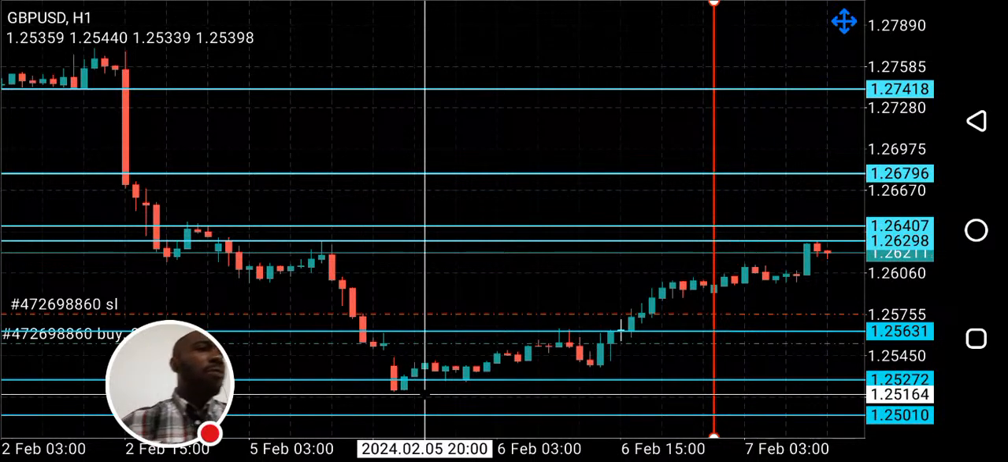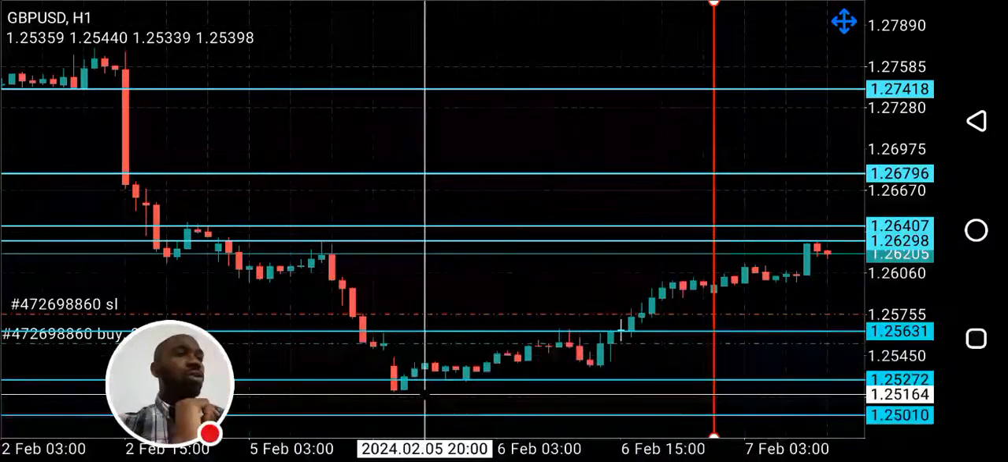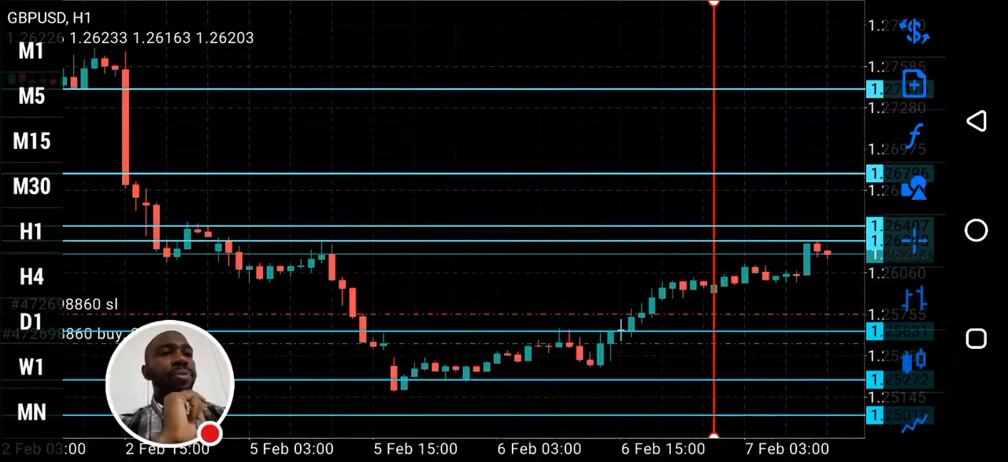Trading is a game of probability. The trade could go against you. There is no guarantee. That's why you have to make use of stop loss. So let's move to the next pair. I hope that is clear.